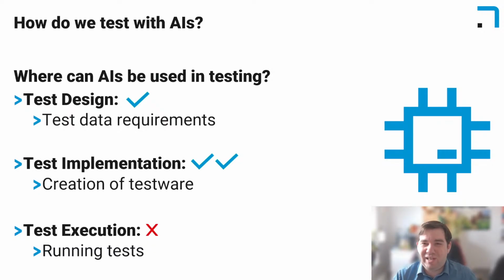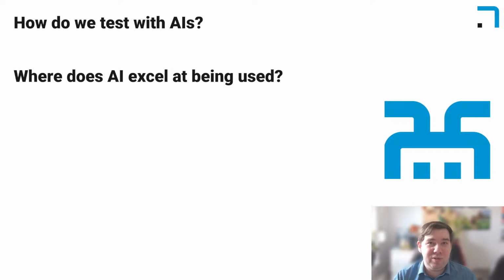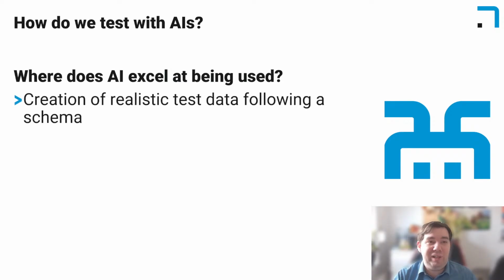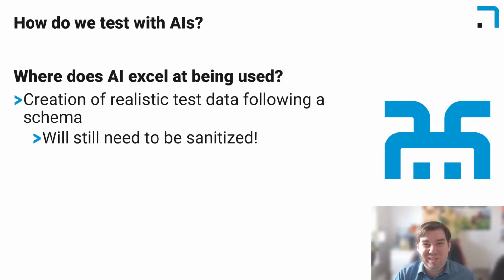So where does AI excel at being used in software testing? I would say primarily when we're looking at creation of realistic data, following some kind of schemas or the like. Do note that, as good practice, you will probably still need to sanitize your test data, as you can't trust the AI 100% of the time to follow that schema and be valid in the first place, so you will still need to sanitize it and check it. But it is pretty good at generating some test data for us, depending on the system we're testing, of course.